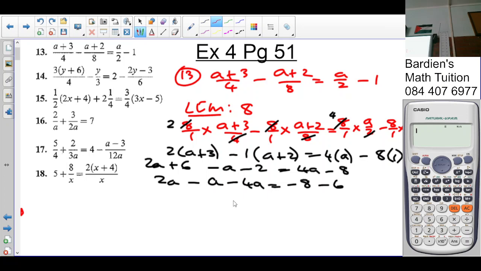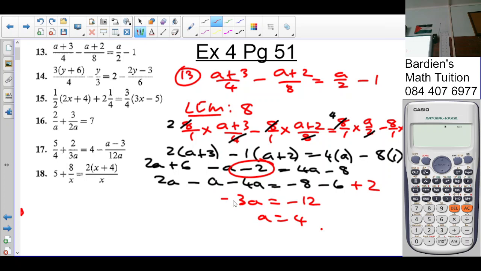You forgot this plus 2. That's what you forgot. So in other words, that's going to give us negative 3a equals negative 12. A is equal to 4.